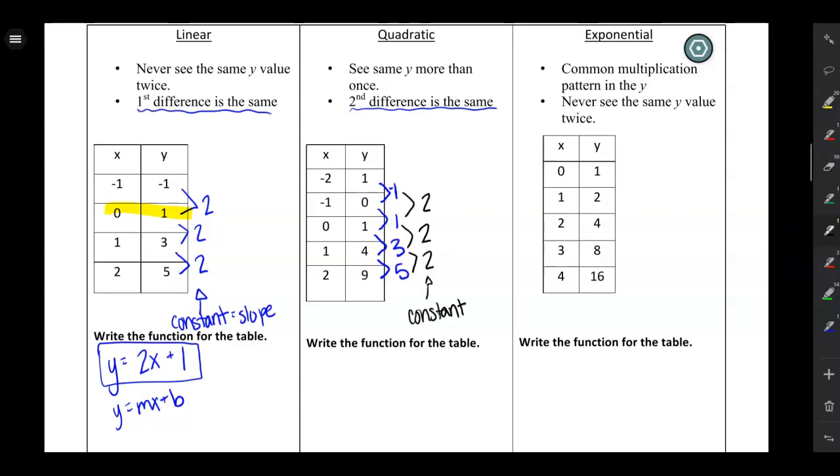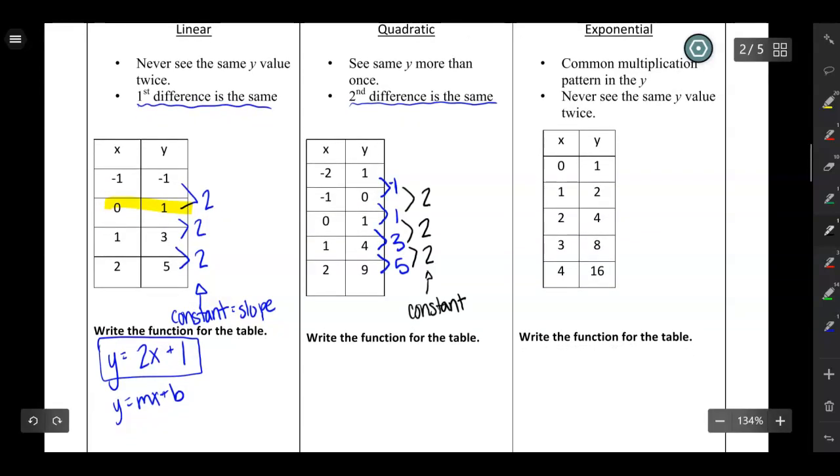Okay, the next one that we want to look at is an exponential. And we're really going to zoom in on exponentials because they are very, very important for the unit that we're starting. So with exponentials, you're never going to see the same y value twice. And then there's a common multiplication pattern. So let's take a look at what that means. If you look at my x column, x is increased by 1 every time: 0, 1, 2, 3, 4.